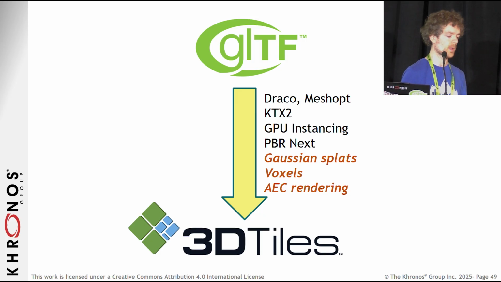One you'll hear about from Adam is our Gaussian Splats extension. We also have a voxels extension that's also open in the Khronos GitHub repo. These are both draft, and we're definitely welcoming any feedback for these. And we also are doing a lot with AEC rendering, so how to do efficient polyline rendering, how to do billboards, outlines, edges, all sorts of things related to architecture, engineering, and construction.